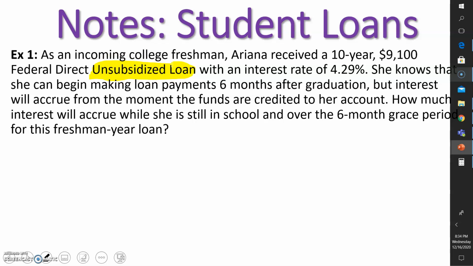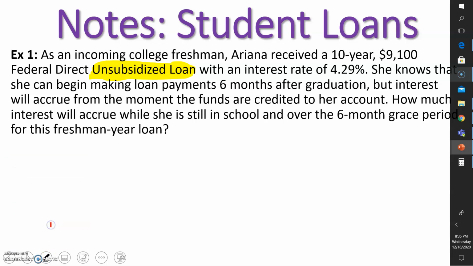So she knows that she can begin making loan payments 6 months after graduation. That's that grace period that they allow you to find a job so that you can start paying them back. But that interest will accrue from the moment the funds are credited to her account. How much interest will she accrue while still in school and over the 6-month grace period?